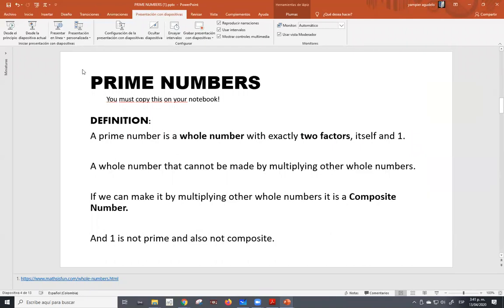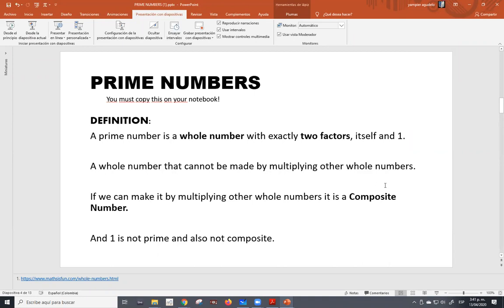So, these are other sentences that can relate to that. A whole number that cannot be made by multiplying other whole numbers. Yes, it's actually the same thing as here, only written in other words. And if we can make it by multiplying other whole numbers, which means that it has more than 2 factors, it is a composite number.